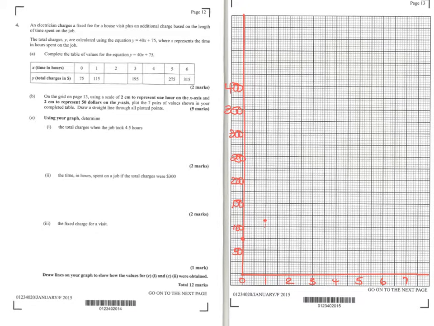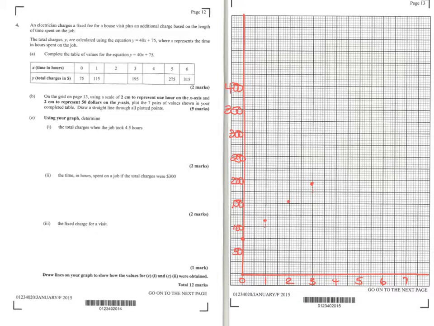2 would be 2, 155. So 150, and every little block is 5, so that'll be 2, 155. Then 3 would be 3, 195. So if this is 150, this is 175, 180, 185, 190, 195 would be here.